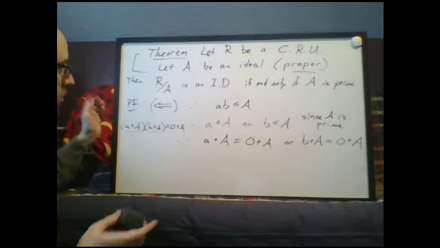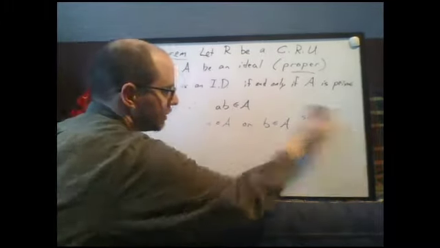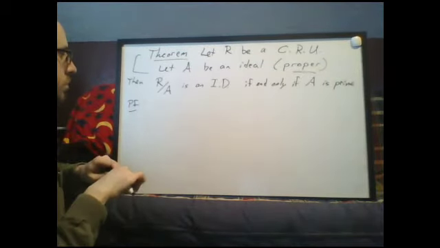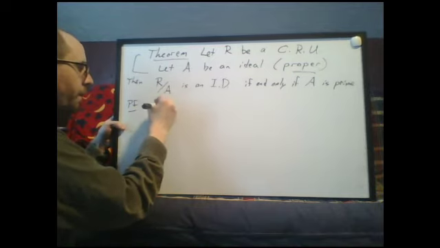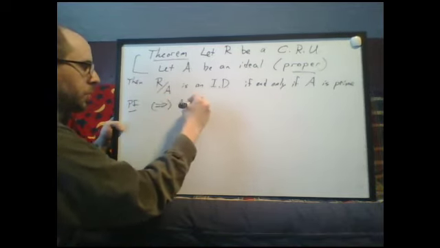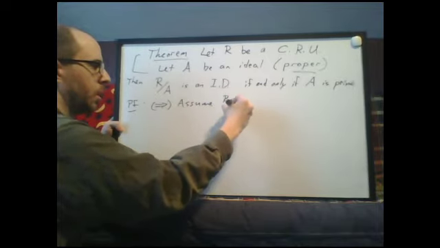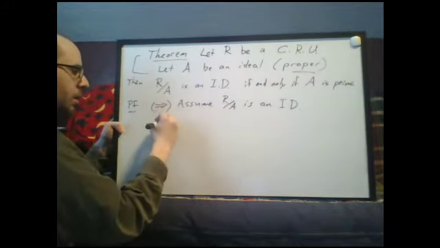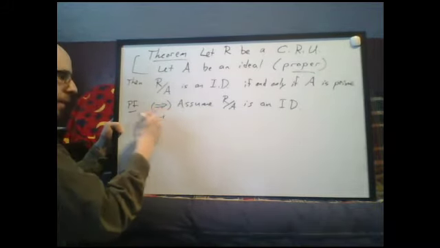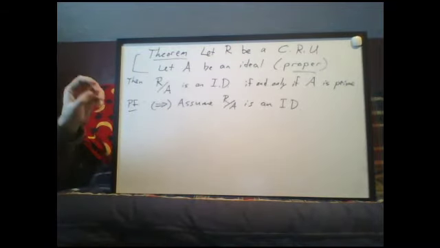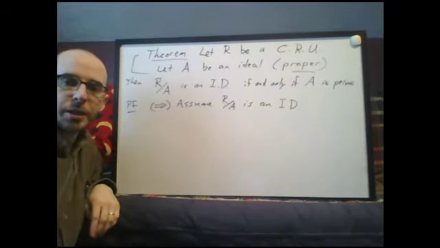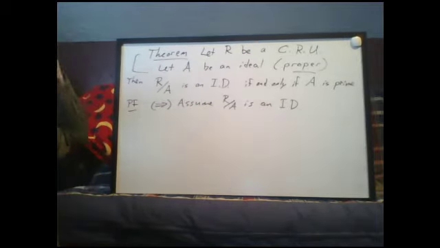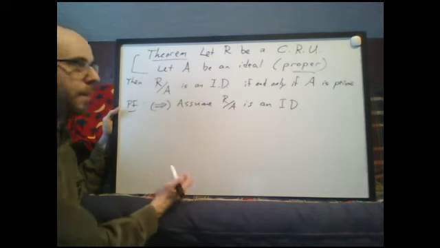Okay, so that's one direction. So now the other direction, we assume R mod A is an integral domain. Then it has this no zero divisor property. I'll just cite it when I get to that part. We want to show A is prime.